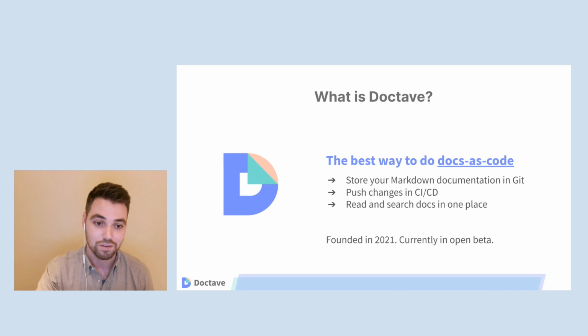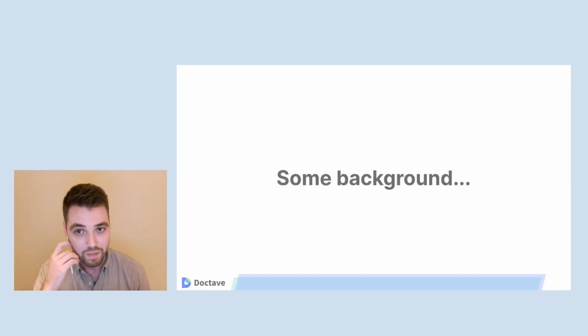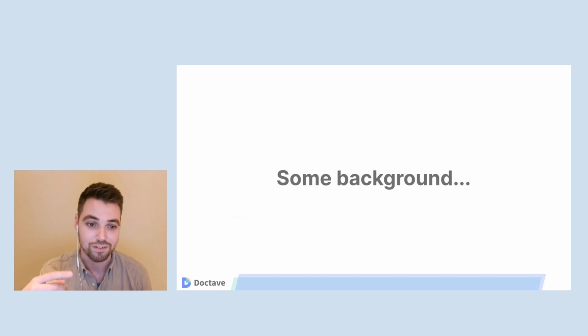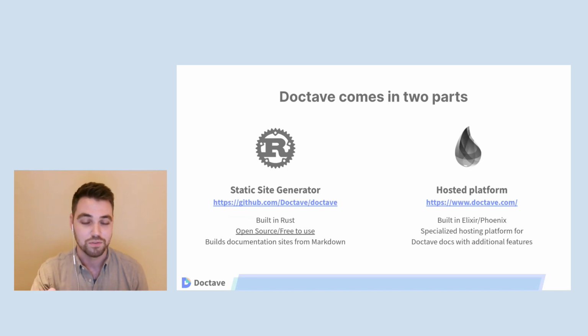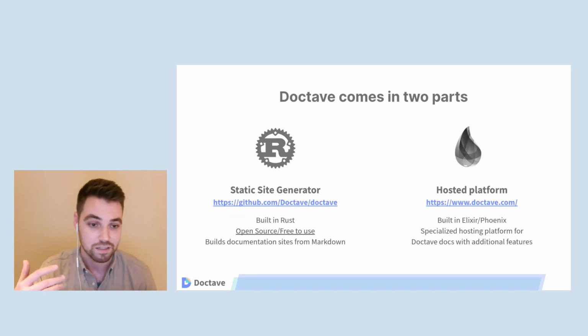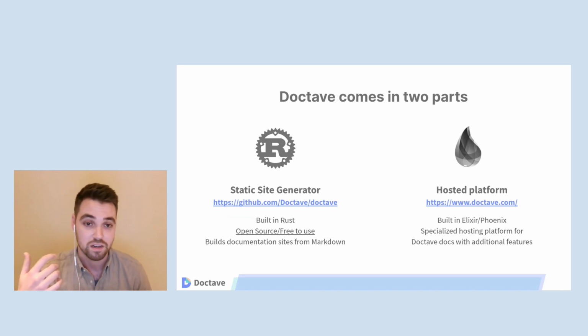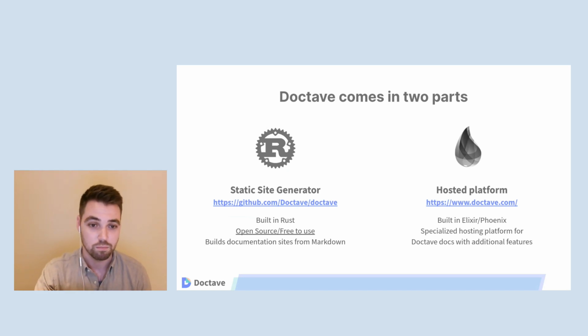I'm going to talk a little bit about the background of how these problems I had to solve came about, and then how I went about solving them. Doctave comes in two parts. The first part started its life as an open source project, and still is one today. It's a static site generator built in Rust. It's open source, free to use, and it takes your Markdown files and builds a very nice, easy to use developer documentation site from them. You can deploy those sites on your favorite static site host of choice, whether it's GitHub Pages or something else.